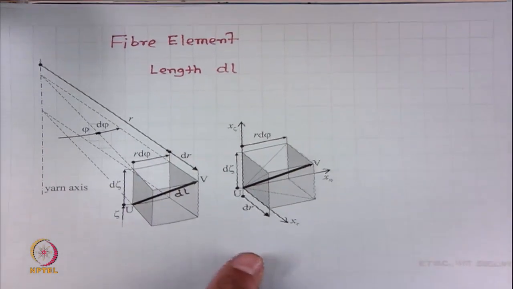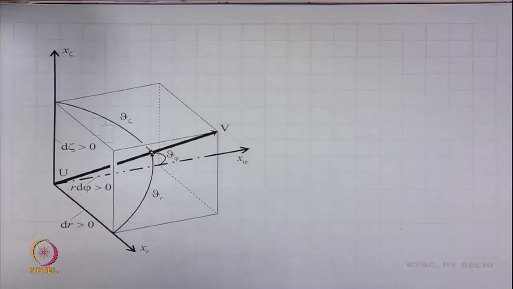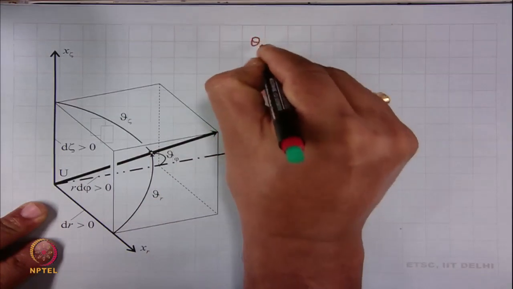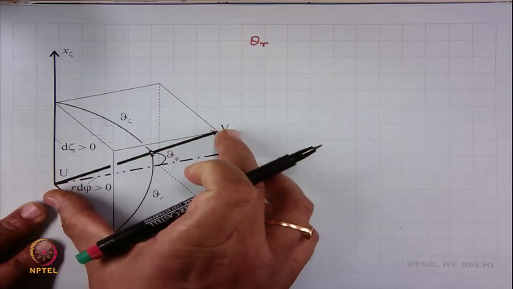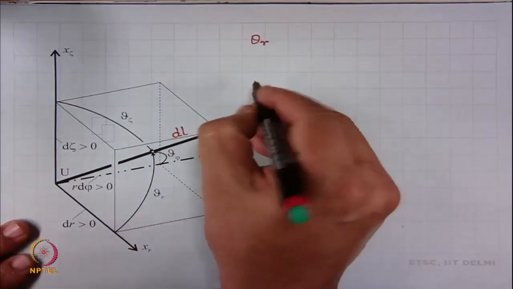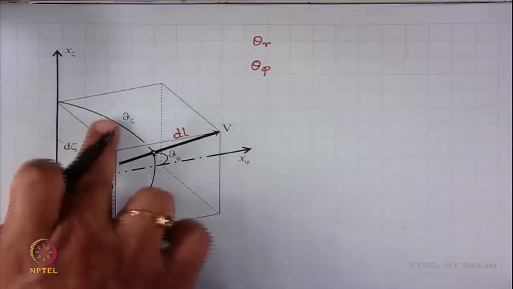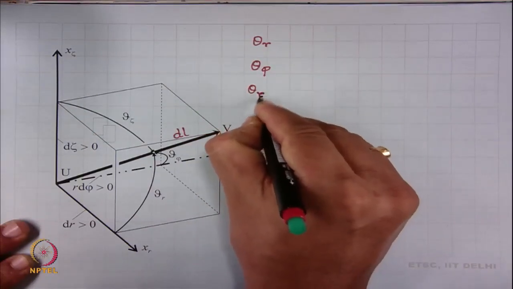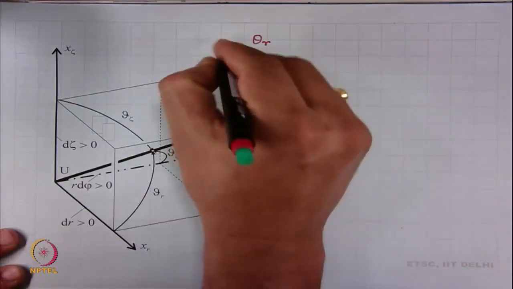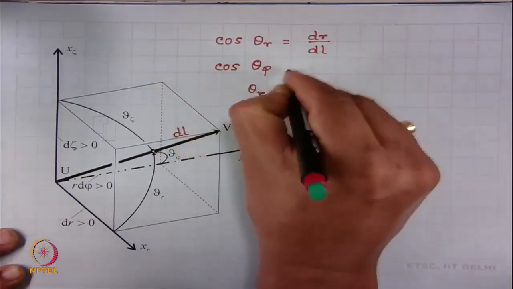Now, also the fiber path can be characterized by using 3 important angles. Theta r is this angle. So, this is again the fiber element UV, length is dL, and this angle theta r and theta phi is this angle from this axis and from this axis the angle is theta zeta. So, these 3 angles also characterize the position of this fiber element. Now, if we use basic trigonometric relations, then we will be able to find out these 3 cos functions.